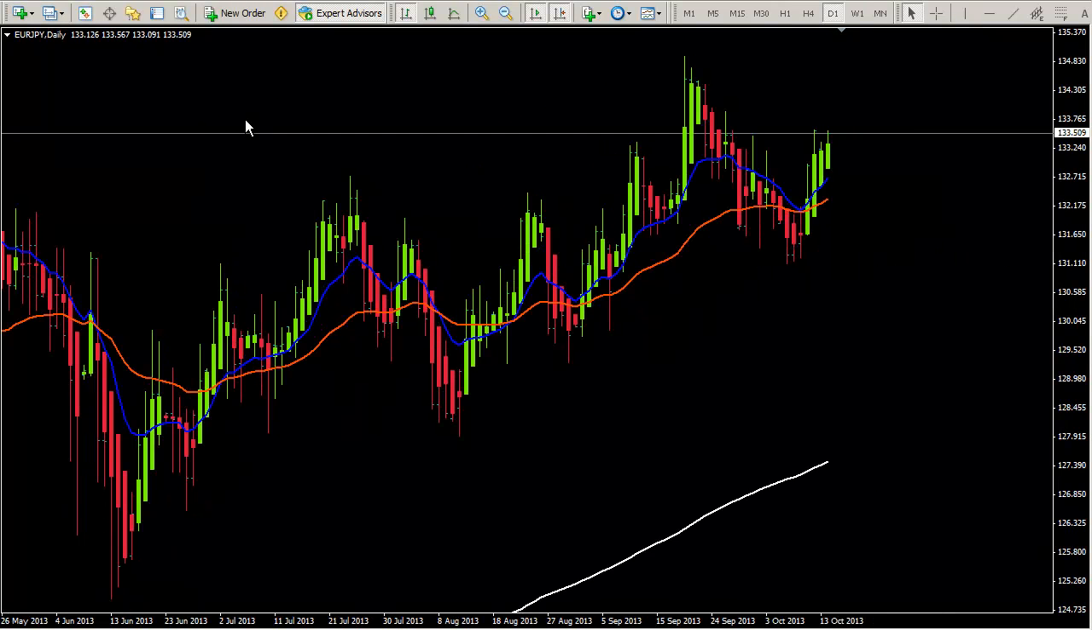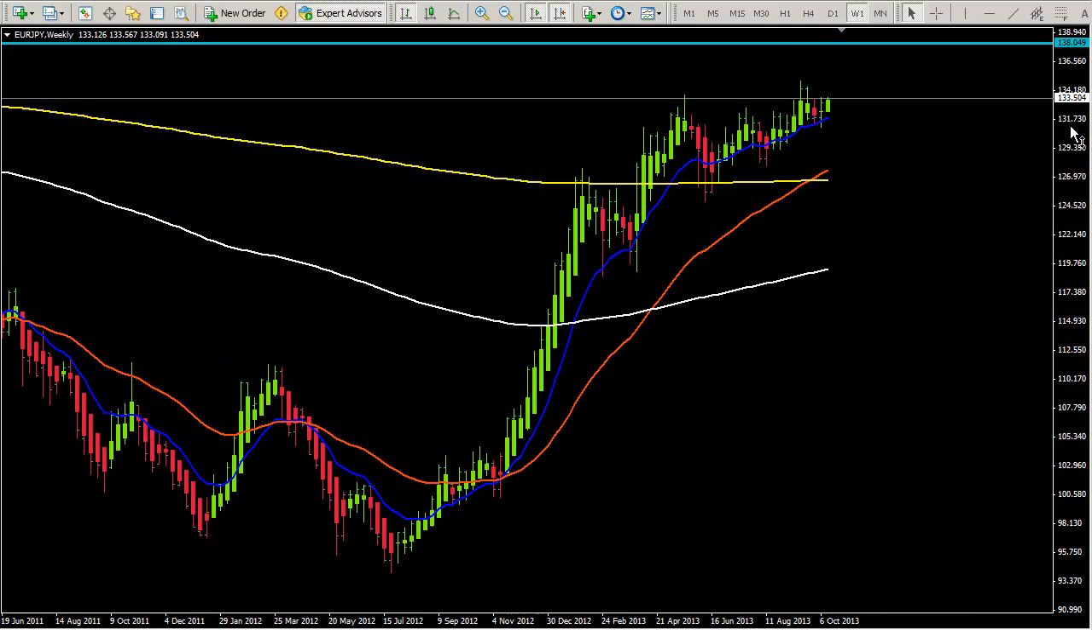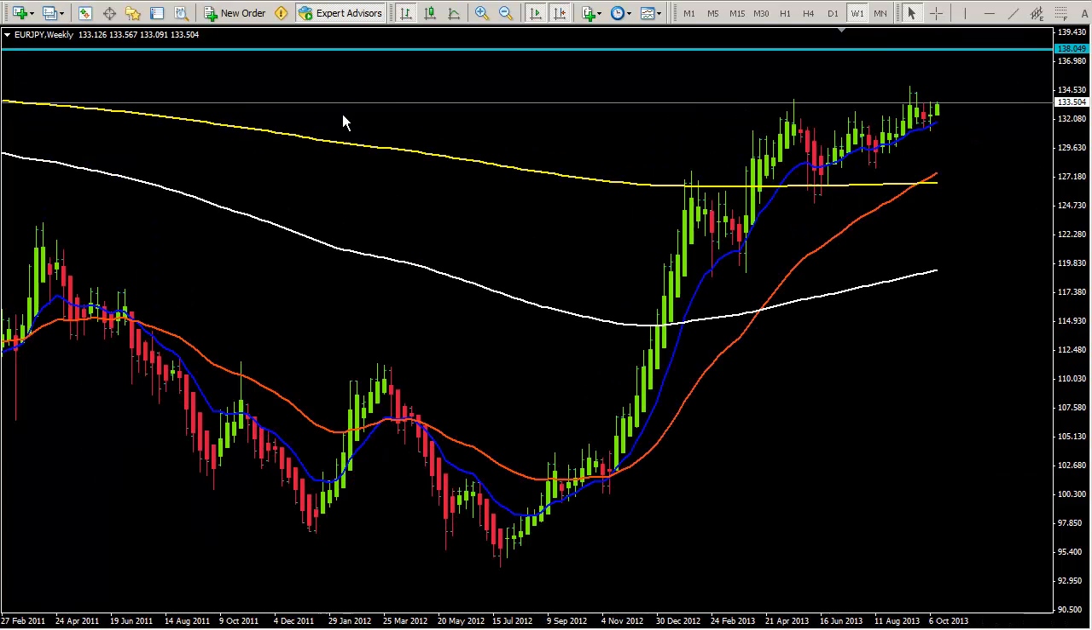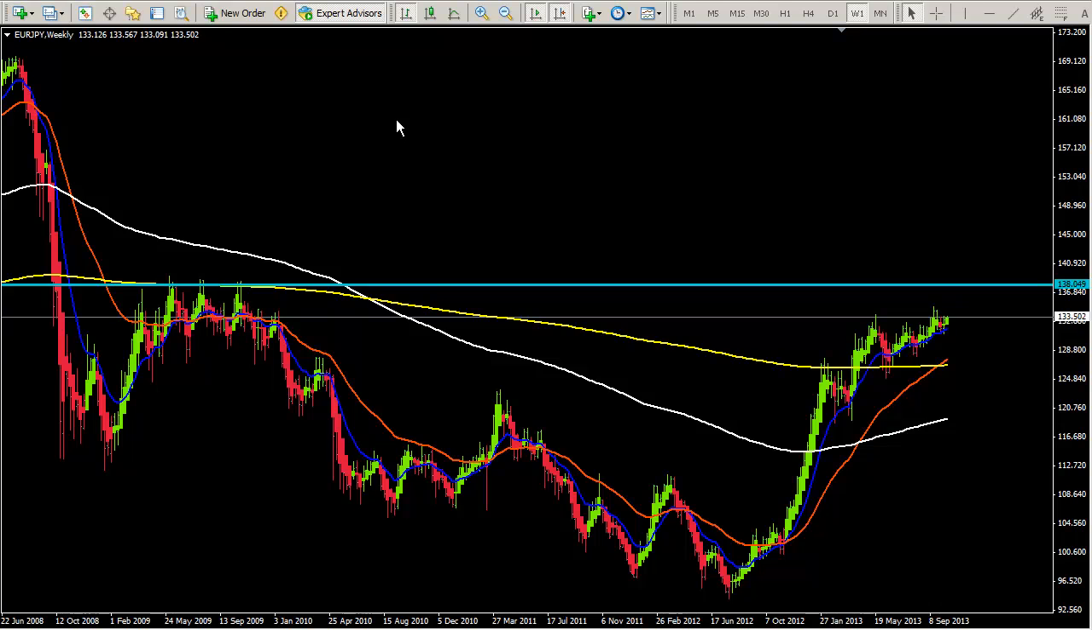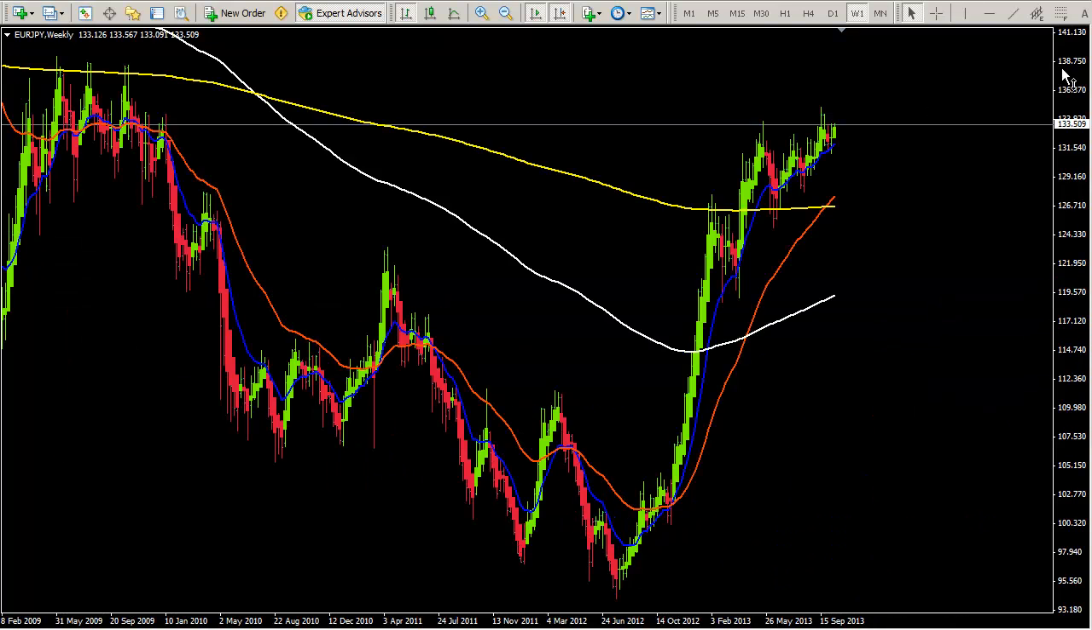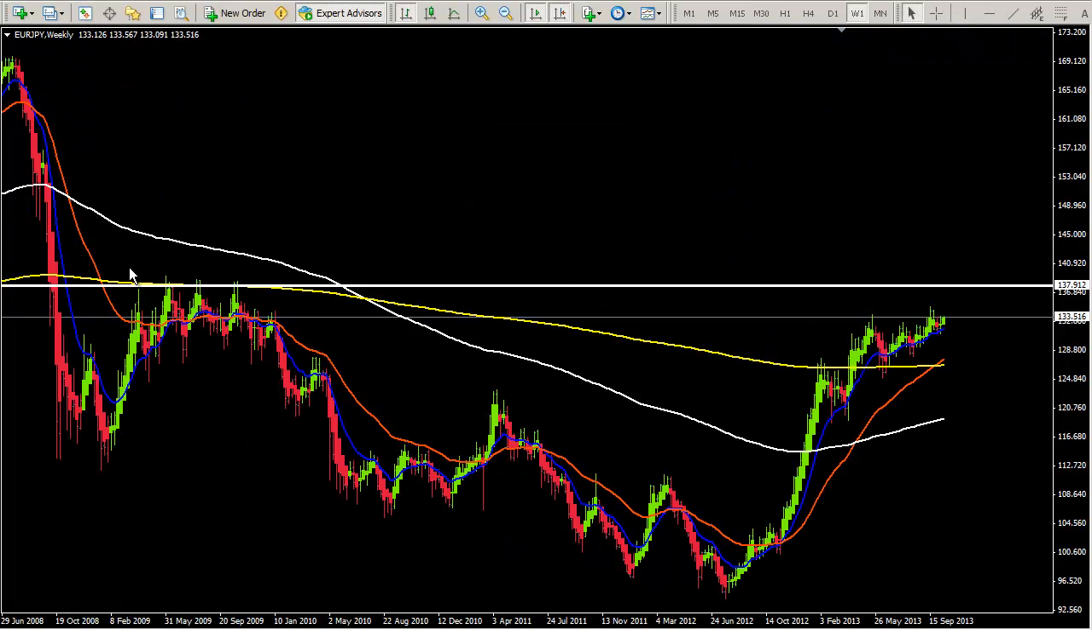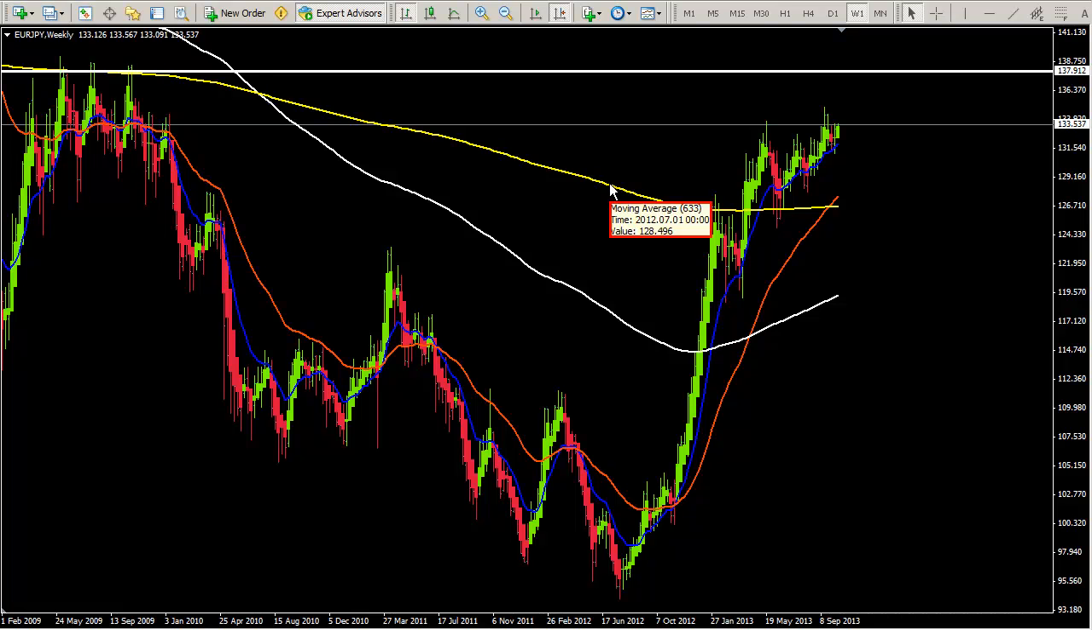Euro yen. It's difficult now. It's not an easy chart. This is the weekly chart. I make it really quick. Oh, my mistake. I left the line, so easier for you. Where is our resistance area? Up here, right? Look how many touches we have. 1, 2, 3, 4.